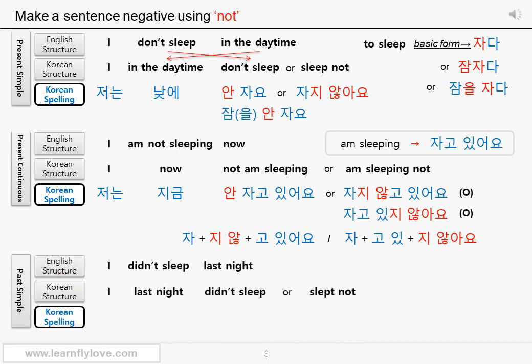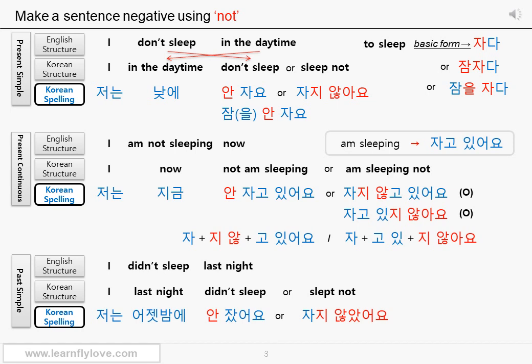Now, let's see the next example, which is in the past tense. I didn't sleep last night. I, last night, didn't sleep or slept not. 저는 last night, 어젯밤에. 어제 means yesterday and 밤 means night. So 어젯밤 obviously means last night. But what is this s consonant added to the 제 sound of 어제? You don't need to know, but I'll briefly explain in the next page of the next page.